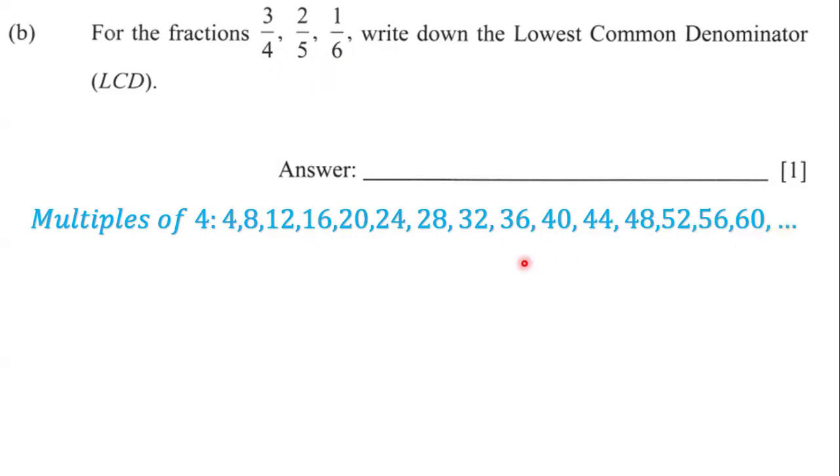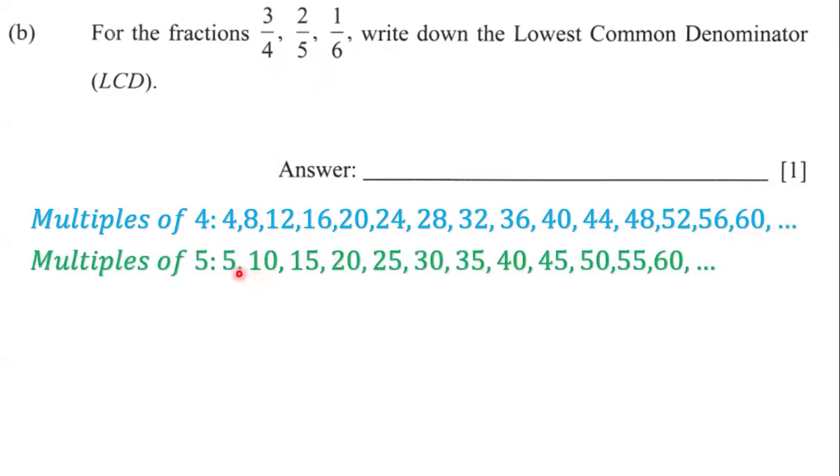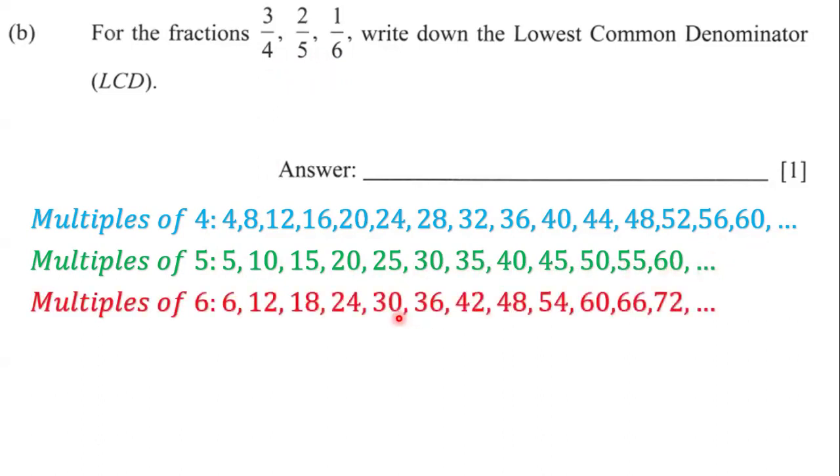Multiples of 5 are going to be 5, 10, 15, 20, 25, 30, 35, 40, 45, 50, 55, 60, and the list goes on. And multiples of 6 are going to be 6, 12, 18, 24, 30, 36, 42, 48, 54, 60, 66, and 72.